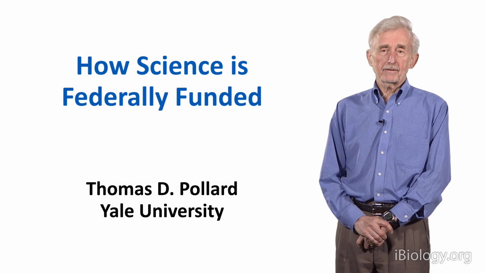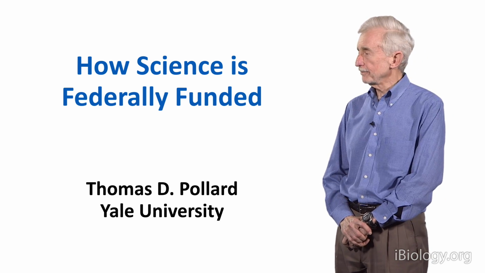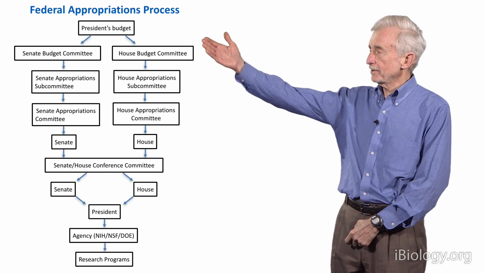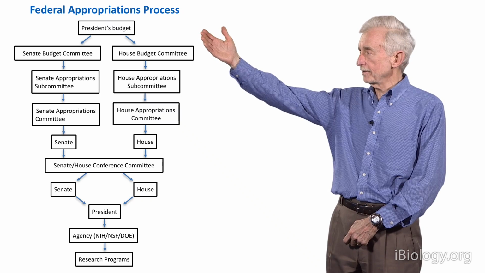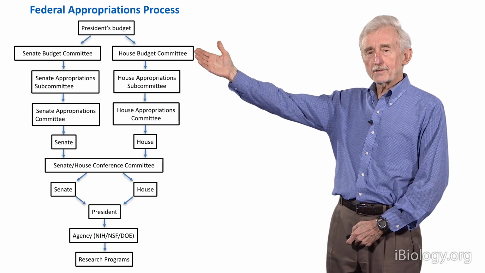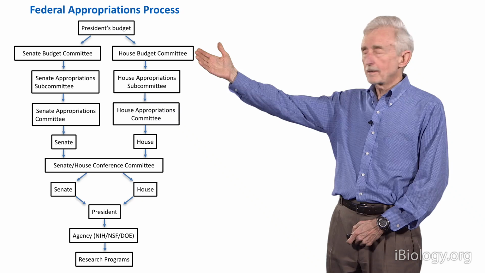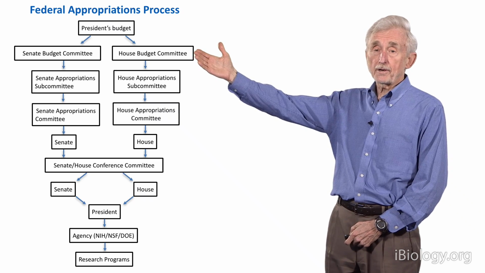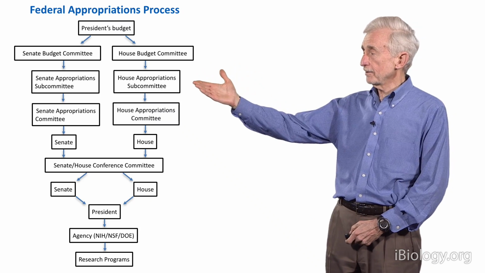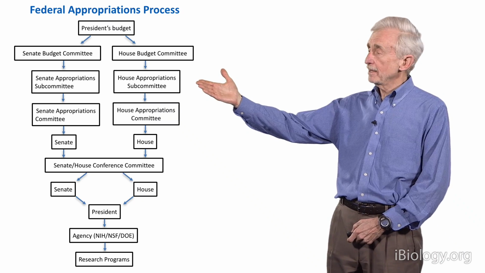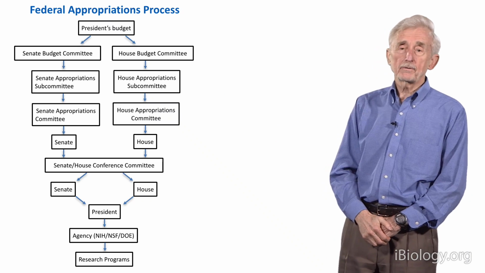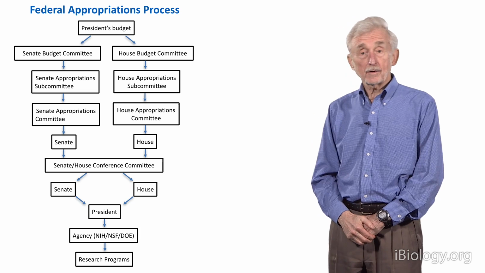The process is relatively complicated, and I've got a little flow diagram here to give you an overview of how it works. Starting up here at the top, the President proposes a budget to Congress, which under the present circumstances is largely ignored. Then the House and Senate budget committees decide how they're going to divide up the funds very broadly for the different elements of the federal government, and then turn over a slice of the pie to the appropriations committees in the House of Representatives and the Senate for them to discuss and to decide how to appropriate those funds.